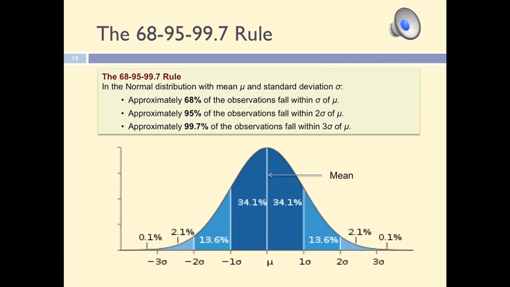The third standard deviation from the mean includes only 2.1% of the population. So if we add these two intervals, the 95%, we obtain 99.7. Therefore, 99.7% of the population is located within three standard deviations from the mean.